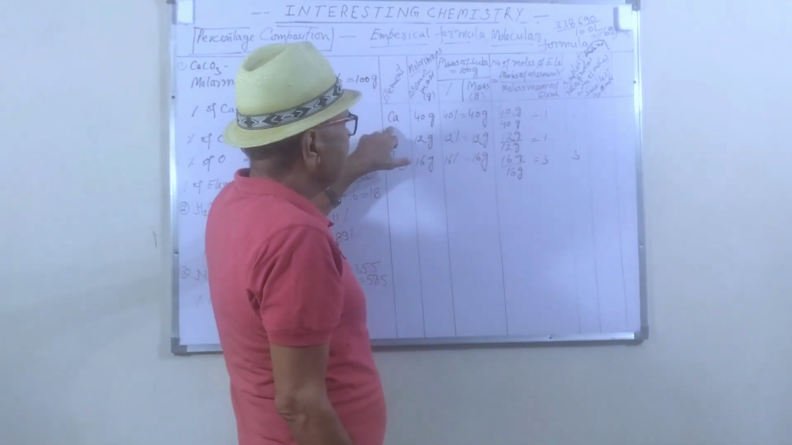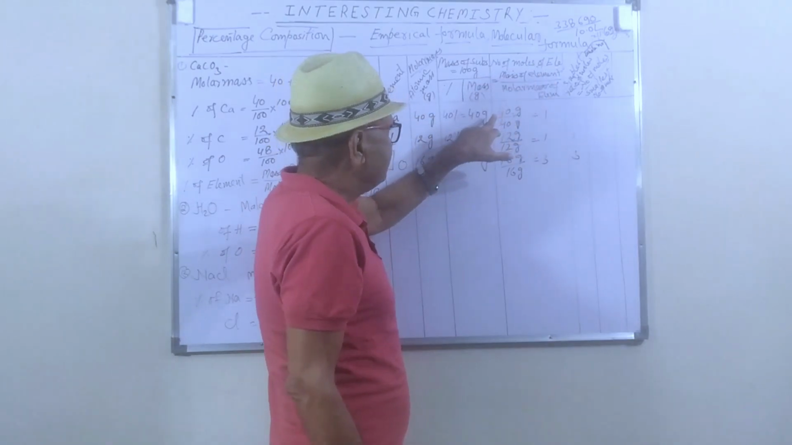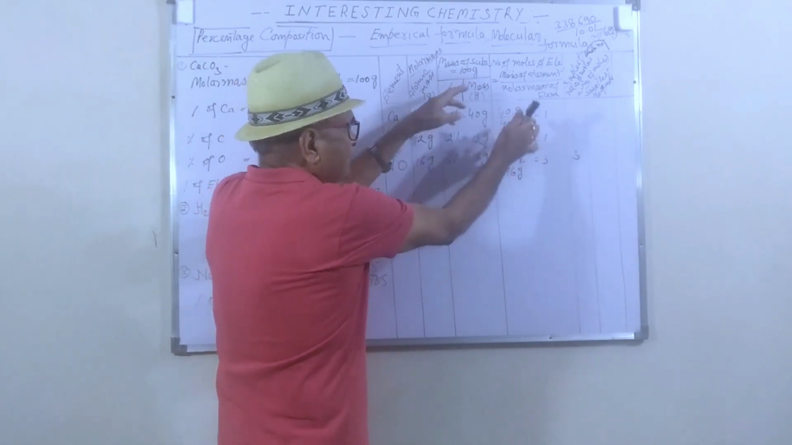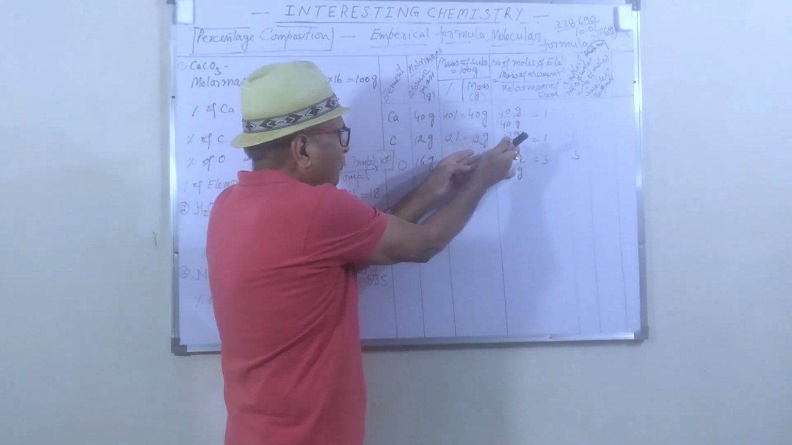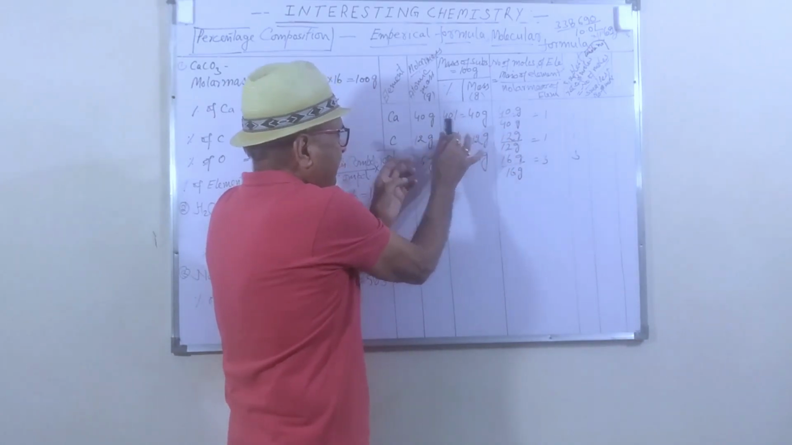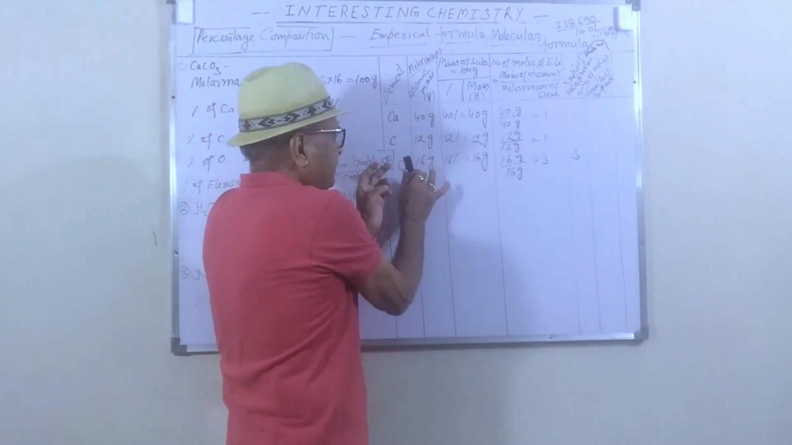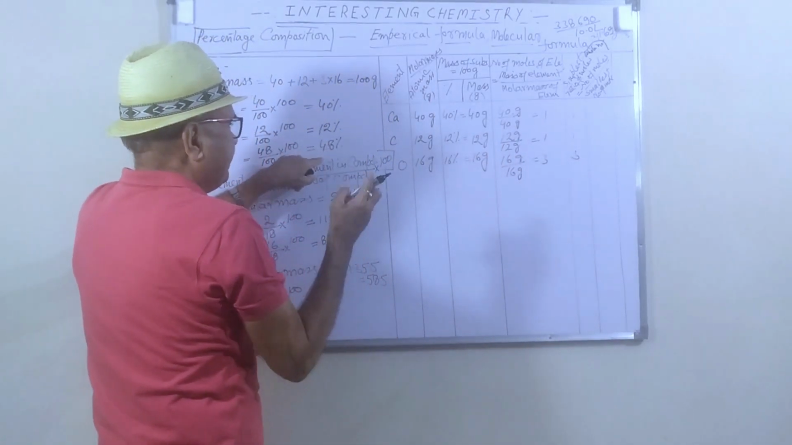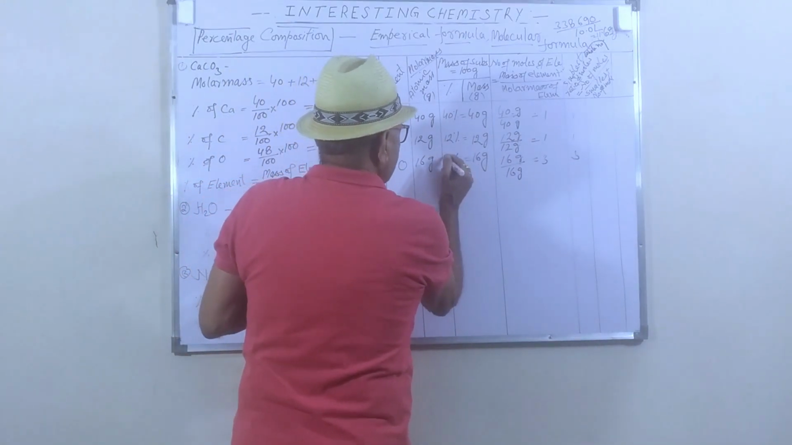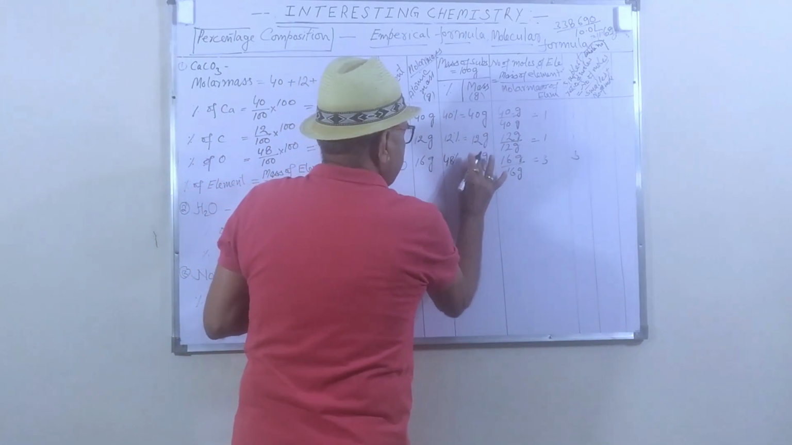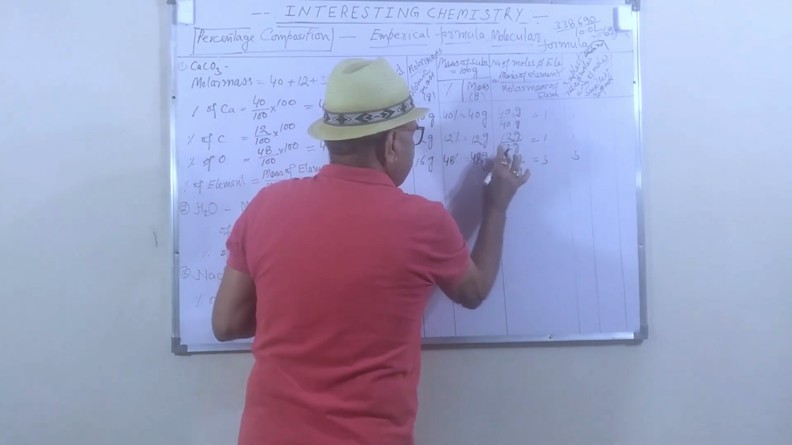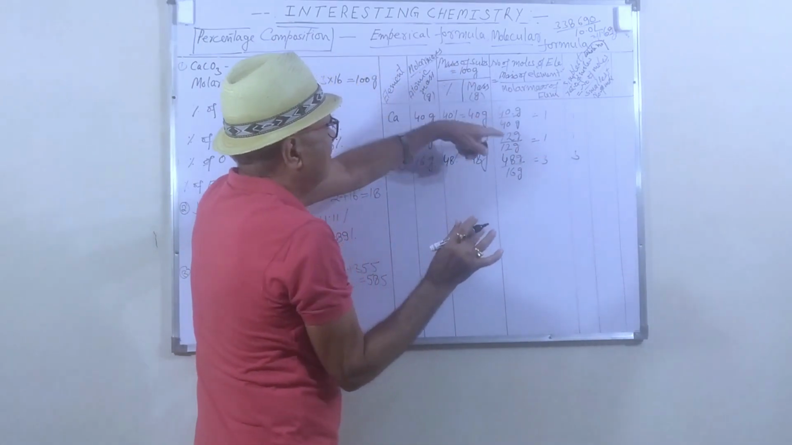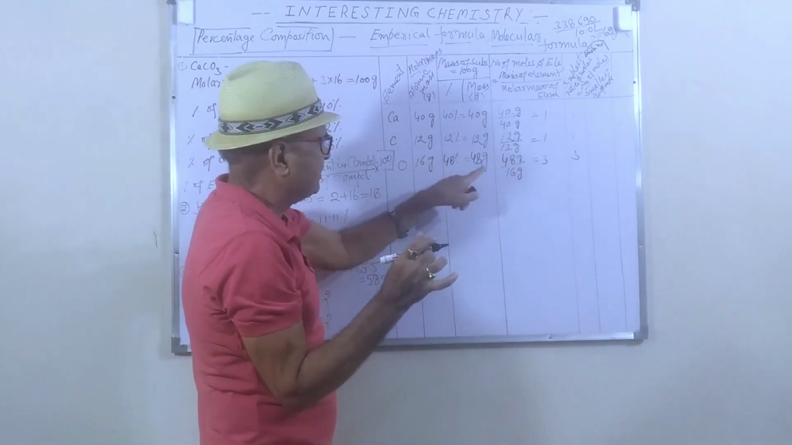So the number of moles of calcium is equal to 40 upon 40, which is 1. For carbon, 12 grams upon 12 grams, so it is 1. For oxygen, the percentage is 48, upon the molar mass 16. I have made some mistake here, so you will write 48 here, 48 here, and 48 here. So the number of moles of oxygen is equal to 3.